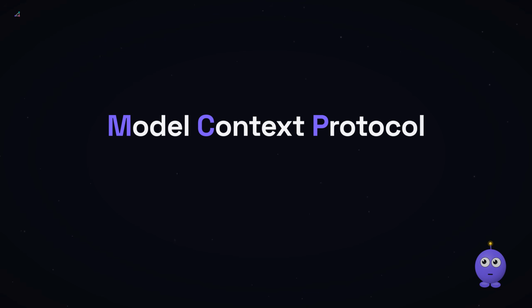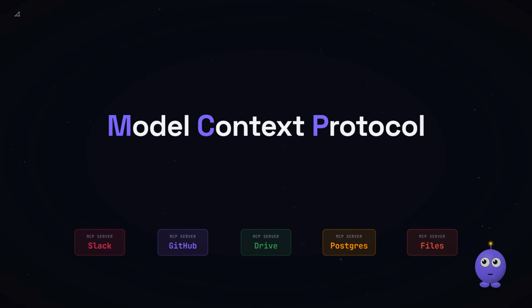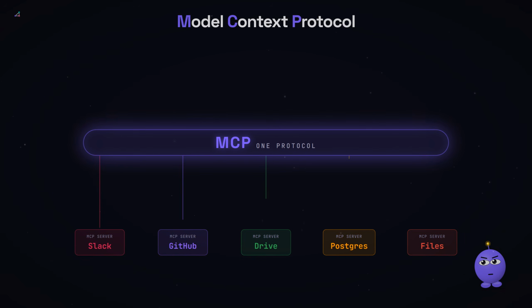Model Context Protocol, an open standard from Anthropic, introduced in November 2024. You still need a server for each service. That doesn't change. What changes is how they connect. Say you have one AI app. It implements one MCP client and connects to every server through the same protocol.